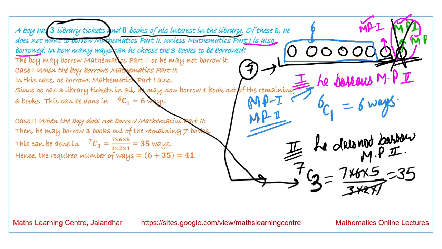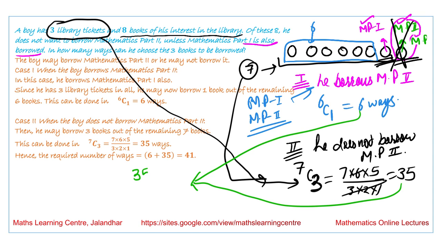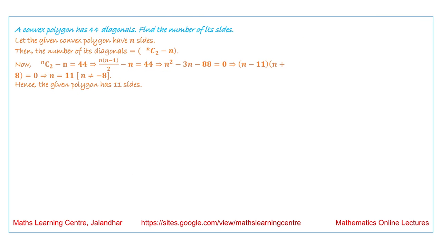And by the fundamental principle of addition, the answer we have is 35 plus 6 is equal to 41 ways. There are total 41 ways to do this. Next is, a convex polygon has 44 diagonals. Find the number of its sides.